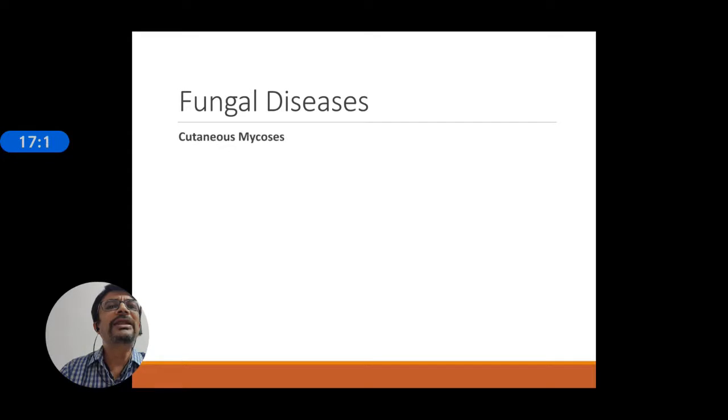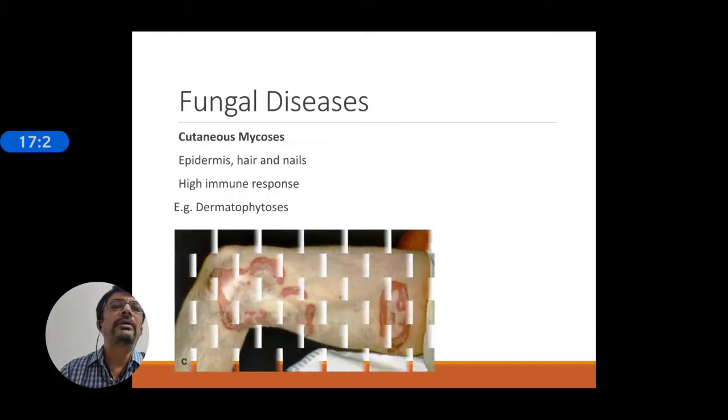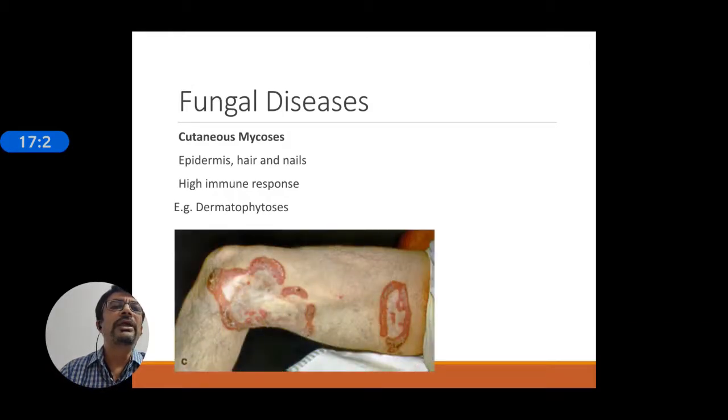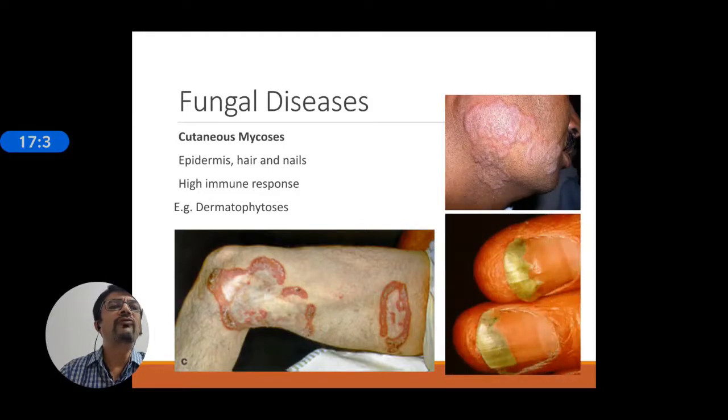The second class is cutaneous mycosis, which involves the epidermis, hair, and skin and its appendages. There would be an immune response in this. The example is dermatophytes. These are the ringworm or the tinea. Various parts of the body are involved in this.